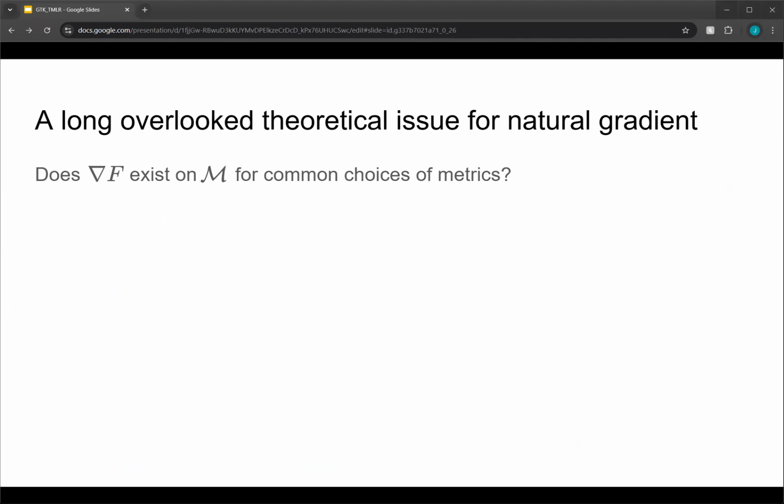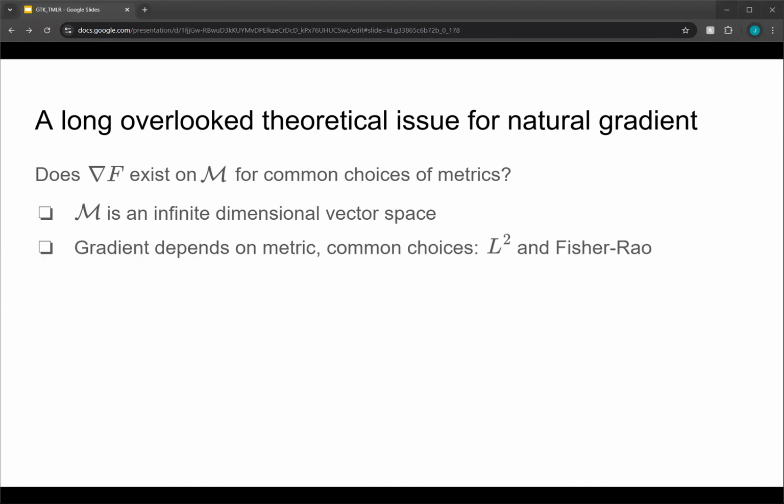Before that, let's first take a look at the long overlooked theoretical issue for natural gradient. Does grad f exist on the ambient function space M for common choices of the metrics in supervised learning? To be specific, the ambient function space M is an infinite-dimensional vector space. Gradients on the space depend on the choice of metric. Some common choices include L2 and Fisher-Rao.